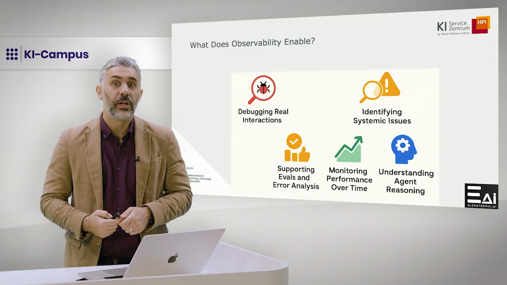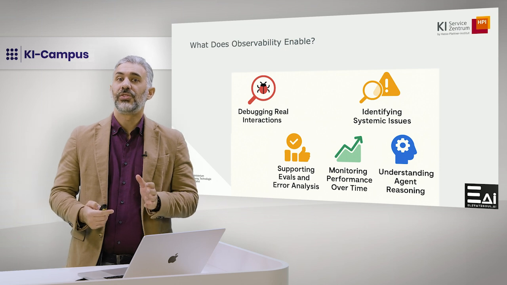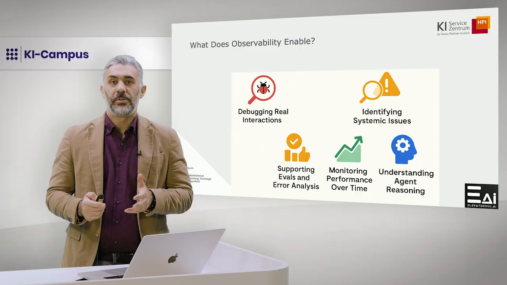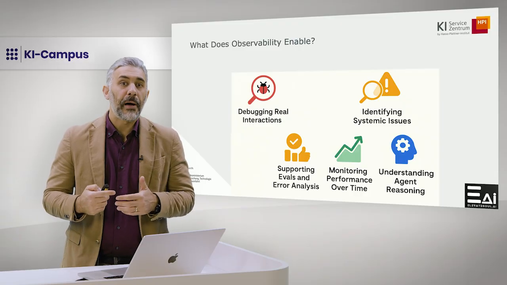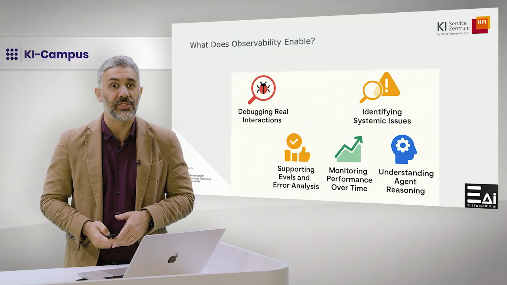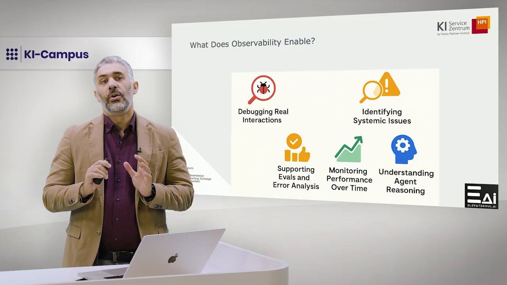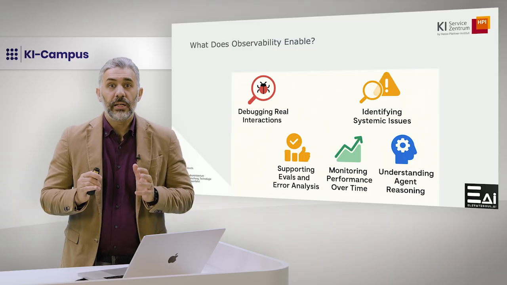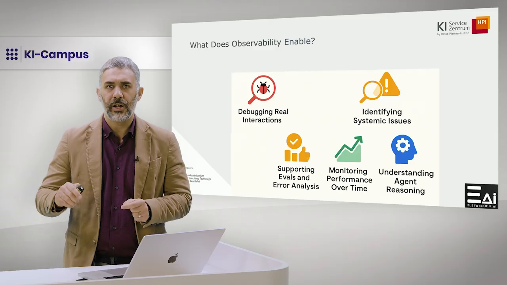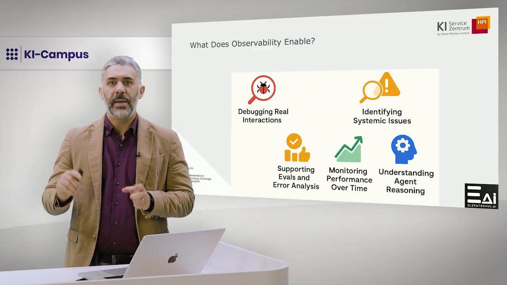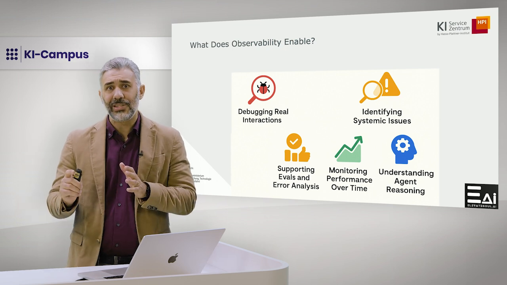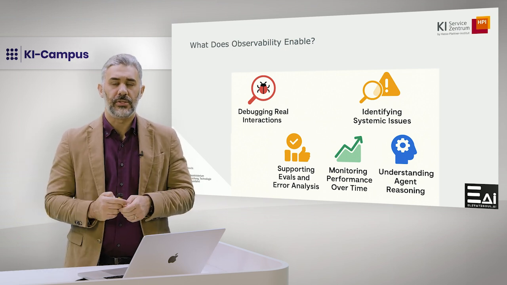Now that we know what observability captures, the important question becomes, what can we actually do with all this information? Modern observability gives us several powerful capabilities that are essential for building and improving agentic AI systems. The first one is debugging real interactions. You can inspect individual traces to see exactly where an agent misunderstood a user, made the wrong tool call, or hallucinated. This replaces guesswork with concrete evidence.